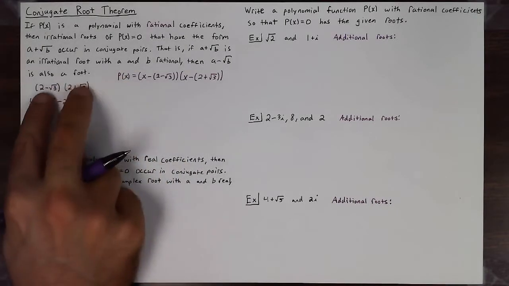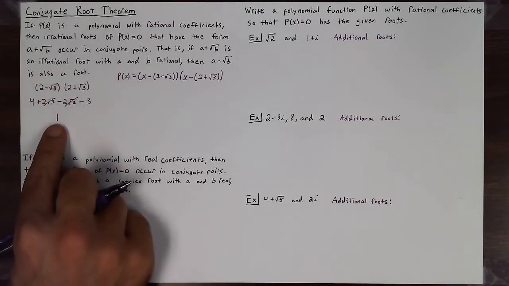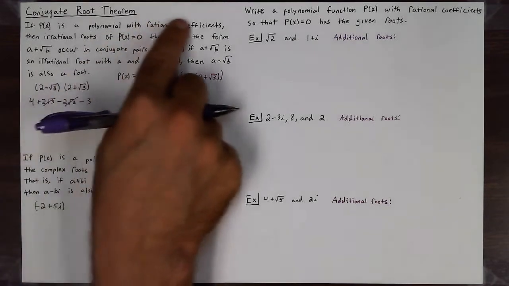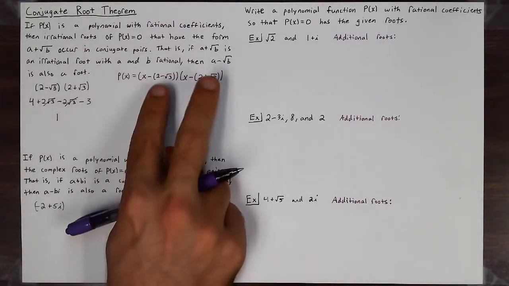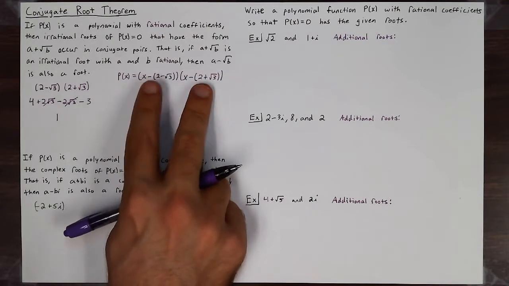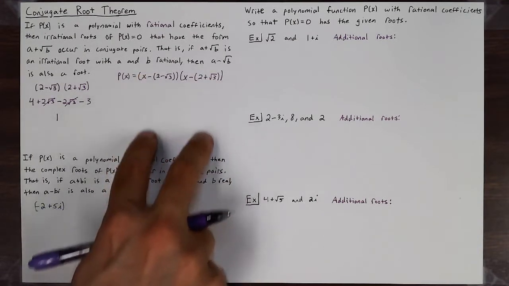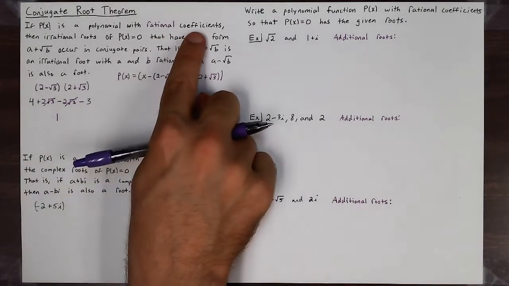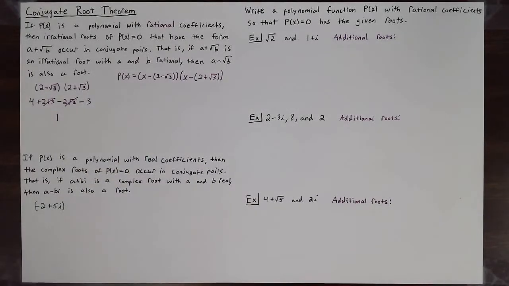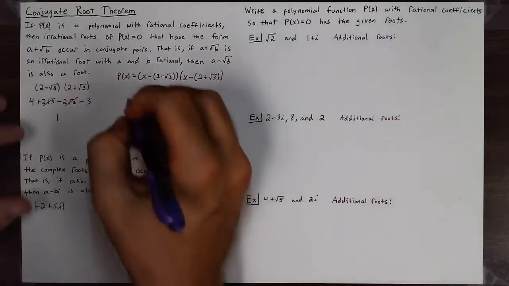So multiplying by the conjugate of that square root term got rid of the square roots. So that's why we end up with a polynomial with rational coefficients. So that means if I were to multiply these two factors together, my polynomial would only have rational coefficients because it won't have a square root in it anymore. So let's see how that works.